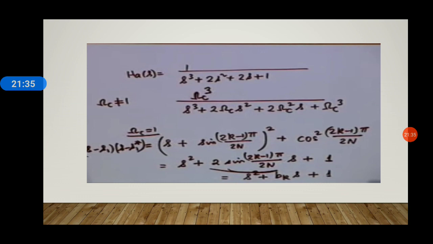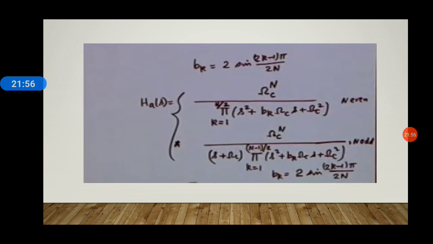Now here, once we can chalk down s square plus bk s plus 1, where bk is equal to 2 sine of (2k minus 1) pi by 2n, we can write the H(s) for every Butterworth filter depending upon the order of the Butterworth filter, that is capital N. Now for n even, we know there is no real pole. So we have in the denominator s square plus bk omega c s plus omega c square, where omega c is not equal to 1, and in the numerator we have omega c to the power n.